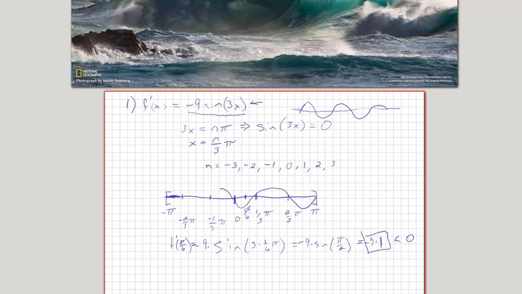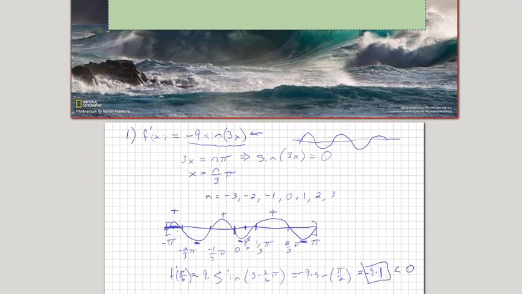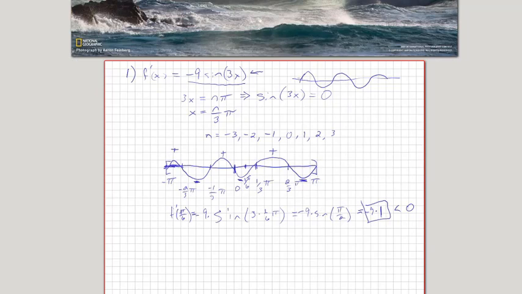Now keep in mind, this is not the actual function that we're interested in. This tells you what the derivative looks like. So what's important is that you have a positive derivative between negative pi and negative 2/3 pi. You have a negative derivative in the next section, positive in the next, negative in the next, positive, and then negative. So that means your function is increasing wherever your derivative is positive, and it's decreasing wherever your derivative is negative.